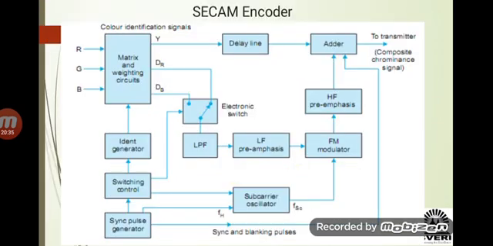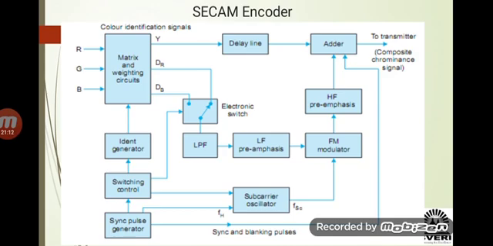The next method which has been suggested by the French, which is called the French standard, mostly used in Russian regions, is nothing but the SECAM standard, which is called sequential memory, where the working is completely different from that of PAL as well as NTSC, because PAL and NTSC have many things in common, that both of them go for quadrature modulation.